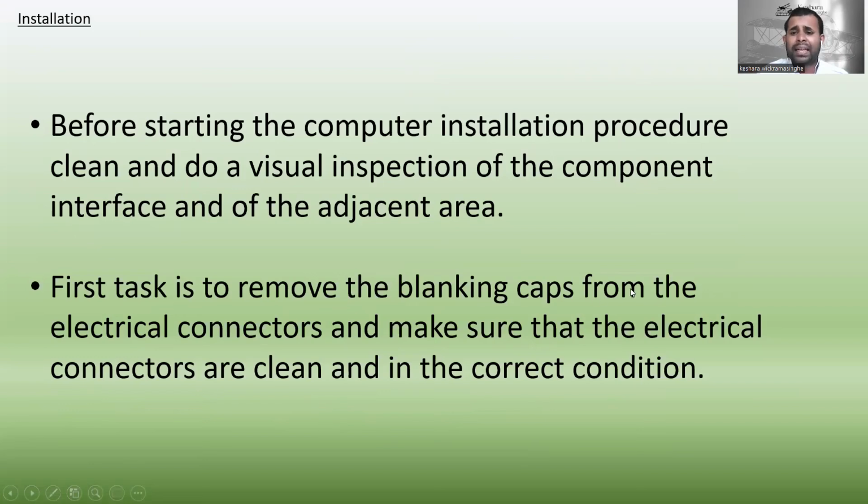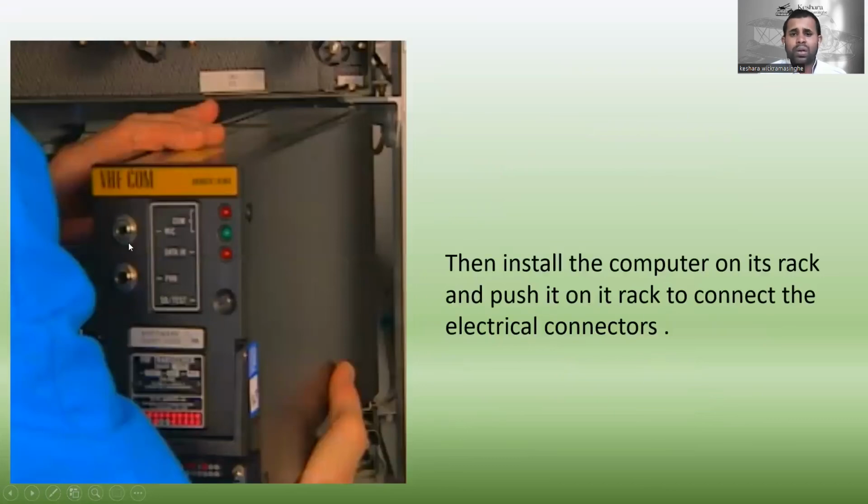First task is to remove the blanking caps from the electrical connectors and make sure that the electrical connectors are clean and in the correct condition. So before we install, first we do a visual inspection and clean the area, and then we remove the blanking caps from the electrical connectors and make sure that they are clean and in the correct condition, right? Then, as you can see in this picture, install the computer on its racks and push it on its rack to connect the electrical connectors, right?